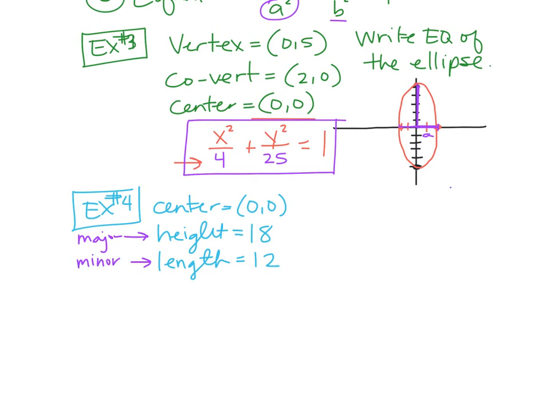So if you were to draw a picture of this, a height of 18, that means you're going up 9, 1, 2, 3, 4, 5, 6, 7, 8, 9, and down 9, 1, 2, 3, 4, 5, 6, 7, 8, 9, right? Because the whole axis here is 18. So cut it in half. And then your length would be 12, so 6 and 6. Okay, so 1, 2, 3, 4, 5, 6. That's not a great ellipse, sorry.